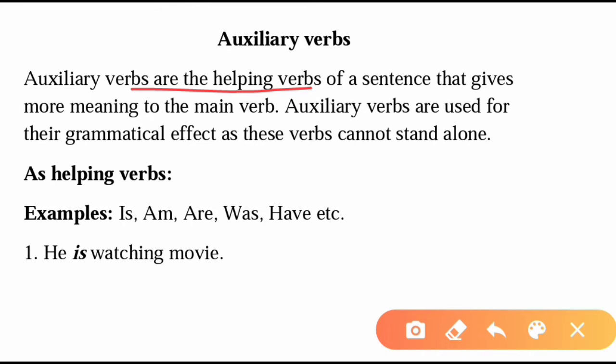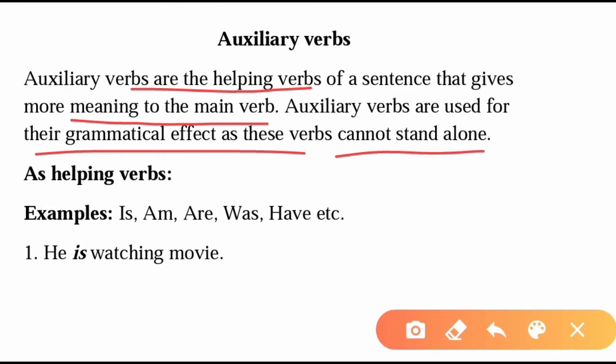So what they do, they give more meaning to the main verb. When you are talking about a helping verb, it gives more meaning to the main verb. That's why we can call them auxiliary verbs. So auxiliary verbs are used for their grammatical effect, as these verbs cannot stand alone. So you have to keep in your mind that you cannot use auxiliary verbs alone in a sentence because they will not have a particular meaning in the sentence. But these are the auxiliary verbs that are used for the grammatical effect.